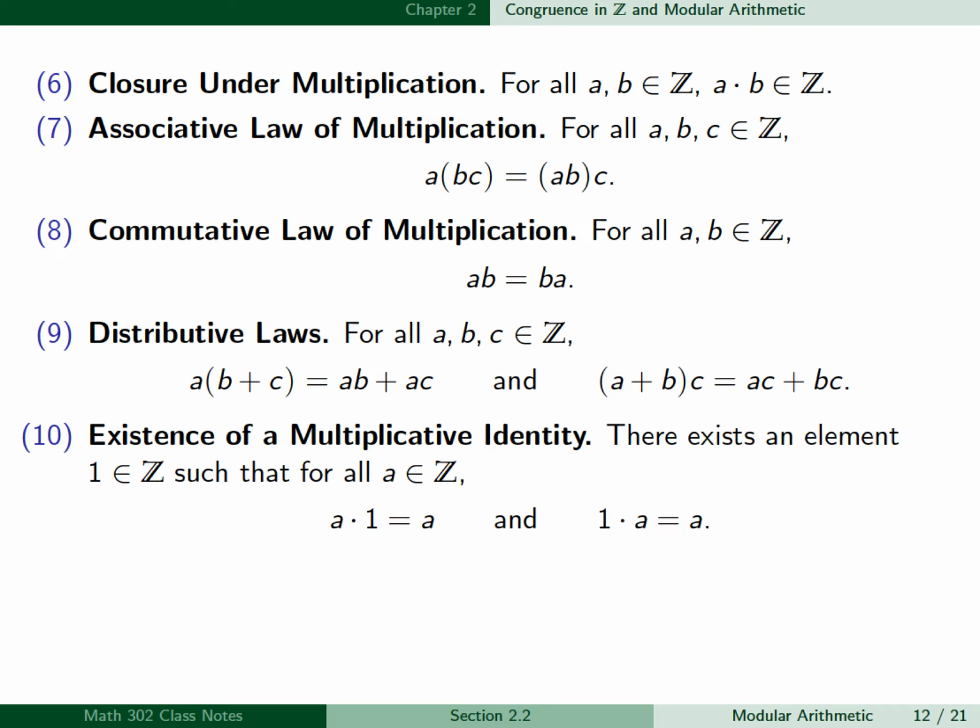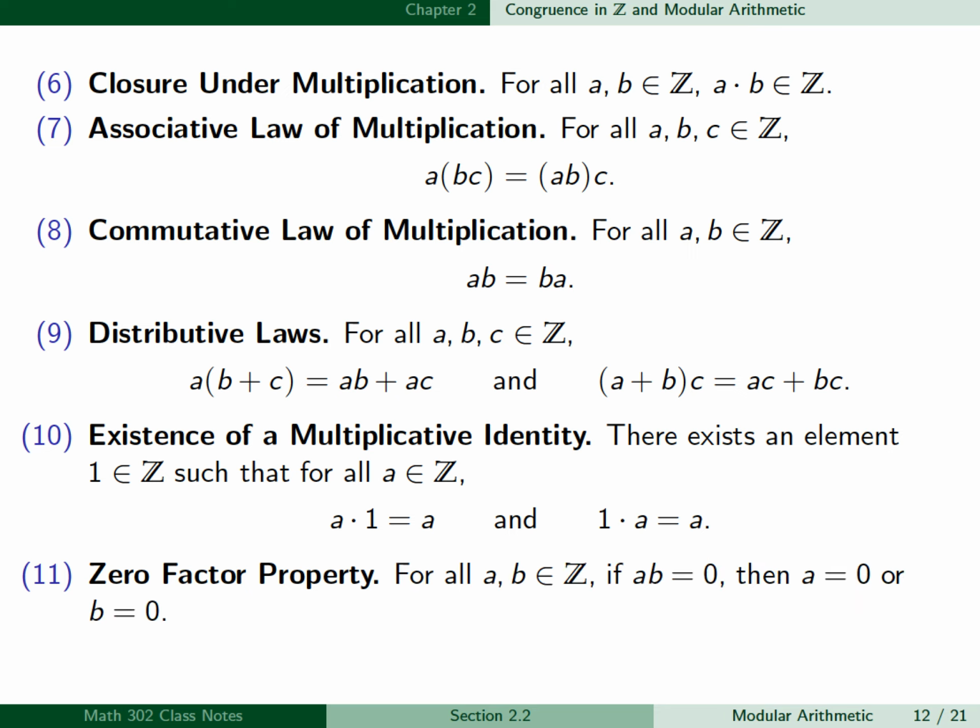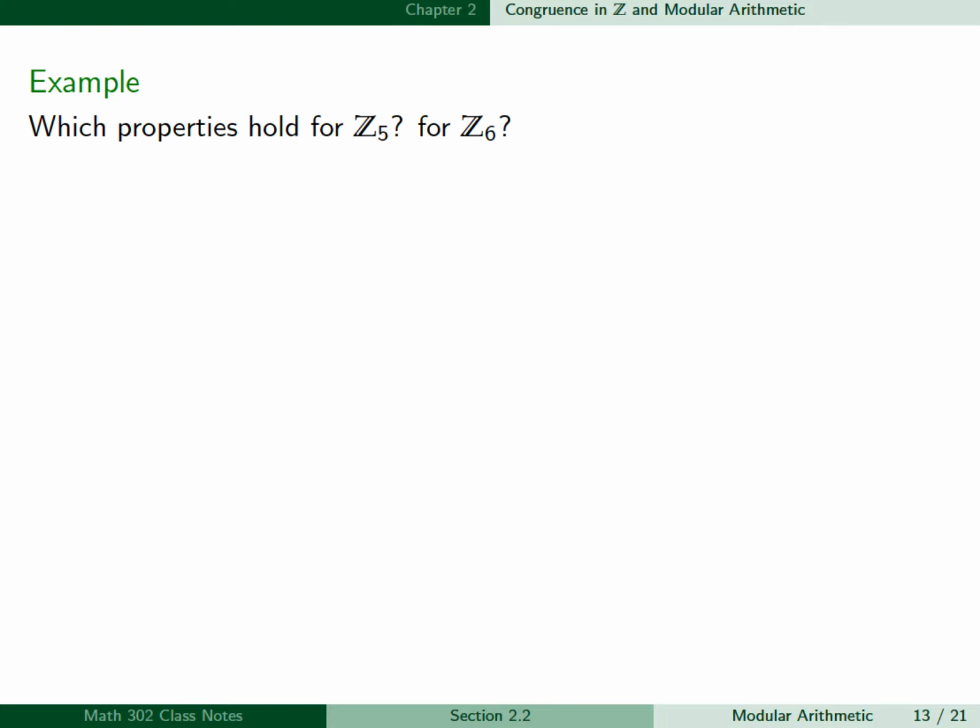So there exists an element, namely 1 in Z, such that for all a in Z, a times 1 is a, and 1 times a is a. And 11 is the zero factor property: for all a and b in Z, if a times b is 0, then a is equal to 0 or b is equal to 0. So these are all the standard properties of addition and multiplication in the integers. And what we're interested in looking at is which properties hold for Z5 and for Z6 and for Z sub n in general.